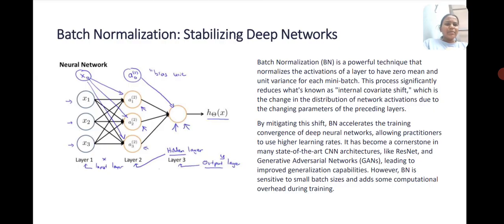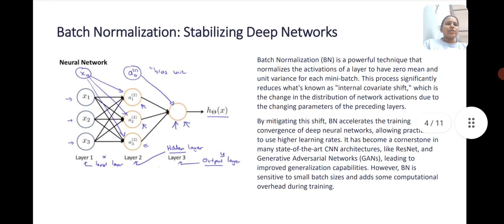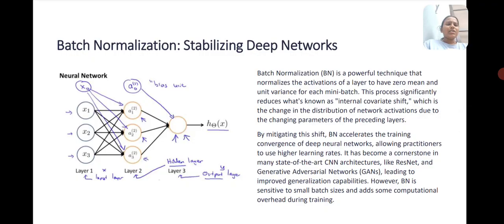By mitigating this shift, BN accelerates the training convergence of deep neural networks, allowing practitioners to use higher learning rates. It has become a cornerstone in many state-of-the-art CNN architectures like ResNet and generative adversarial networks (GANs), leading to improved generalization capabilities. However, BN is sensitive to small batch sizes and adds some computational overhead during training.